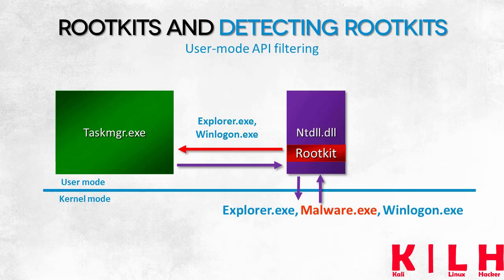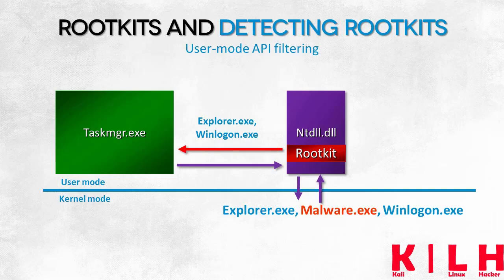Imagine that a user launches Windows Task Manager. The program is used to display active processes. To perform this function, the application calls a Windows API function implemented in the NTDLL library. If a rootkit is placed in this library, Task Manager would receive only selected information instead of information on all active processes, Explorer, WinLogin, and malicious malware exe. The information that a rootkit is trying to hide is filtered in the user mode.